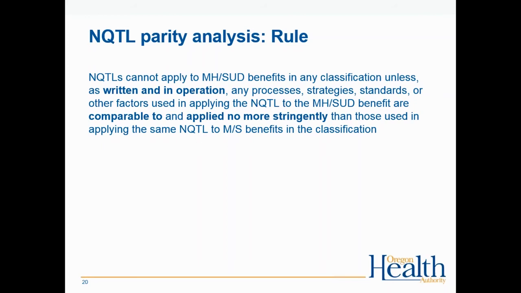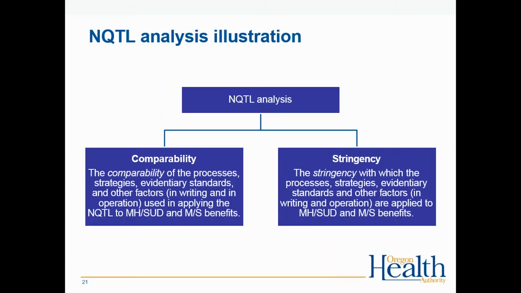Comparable to and no more stringently than are the burden of proof that we have when comparing NQTLs across the mental health SUD and med-surg benefits within each classification. This schematic highlights the NQTL's comparable to and no more stringently than conditions, and it essentially divides the NQTL analysis into two parts. First, you're going to evaluate the comparability of the processes, standards, strategies, etc. And then you're going to evaluate the stringency with which the processes, standards, strategies, etc. are applied to the benefit.